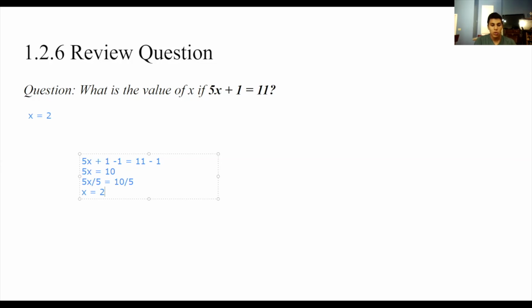First, you have to make sure that all the variables are on one side and all the constants are on the other, which usually involves doing a bit of addition or subtraction. And then you have to make sure that you isolate the variable, so it's just variable equals some number. And in this case, x was equal to 2.